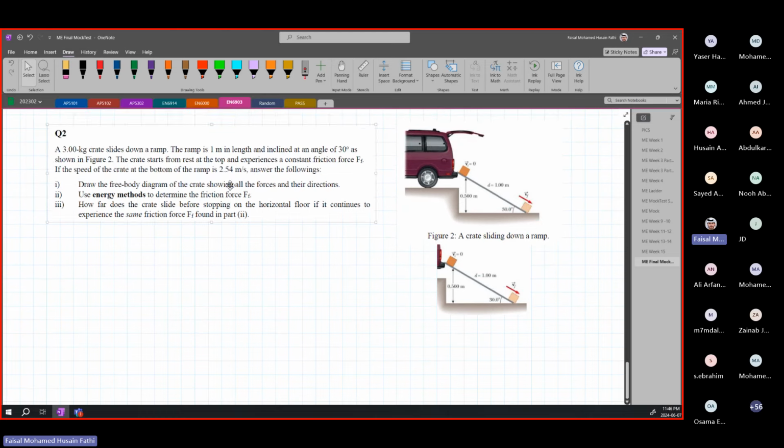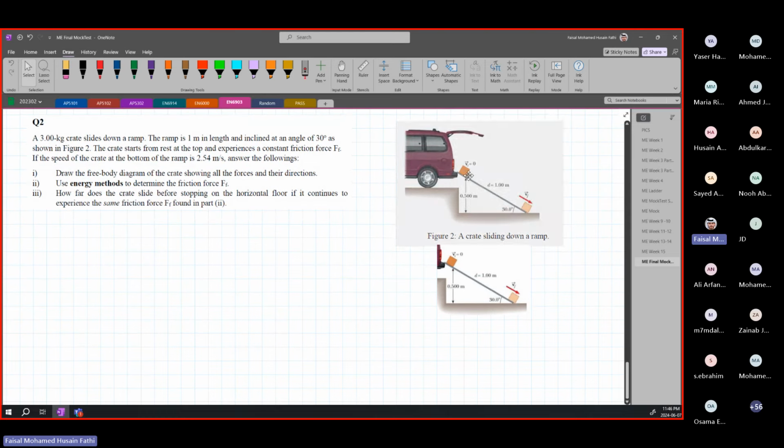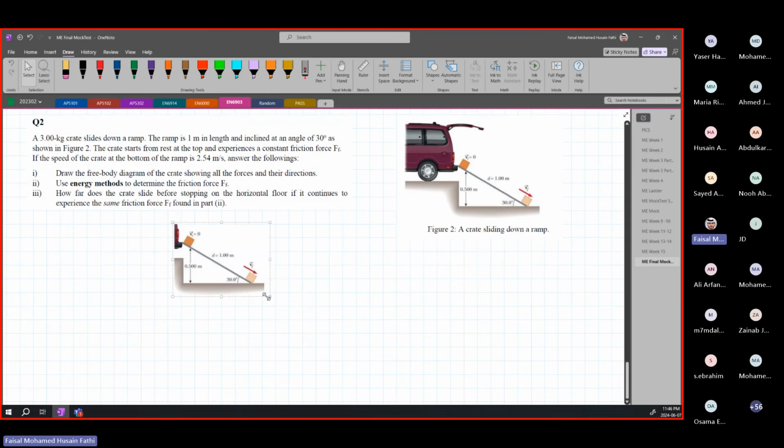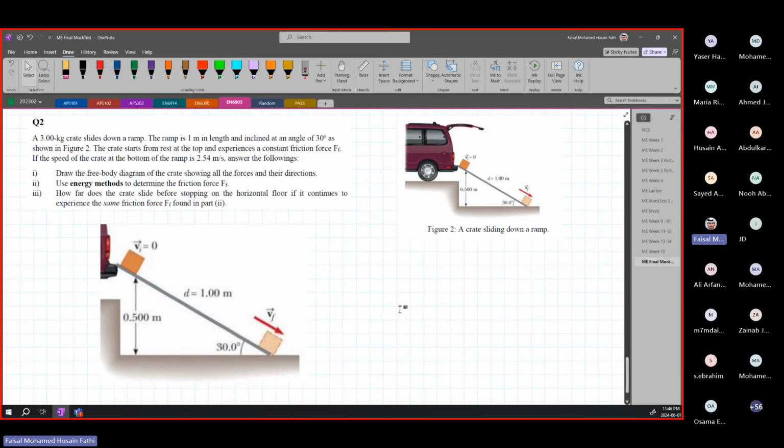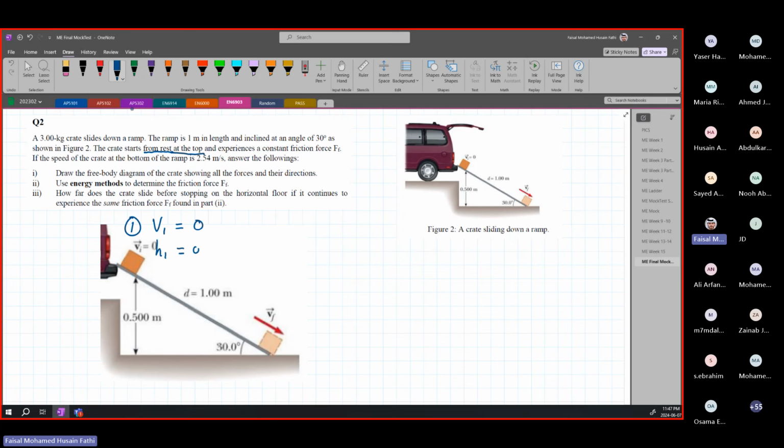So before anything, let us understand what we have over here. And then let us look at this a bit bigger. So over here, we have our first phase. Let's call this phase 1. In phase 1, we have velocity 1 equal to 0, or our initial velocity, you can say, is 0 because it starts from rest at the top. And our height 1 is equal to 0.5 meters because this is at 0.5 meters from the ground.